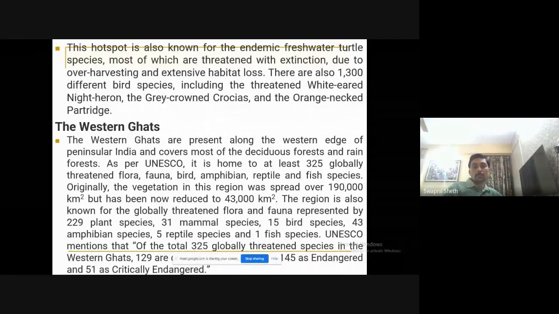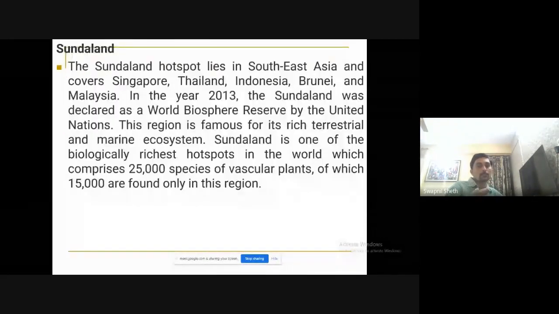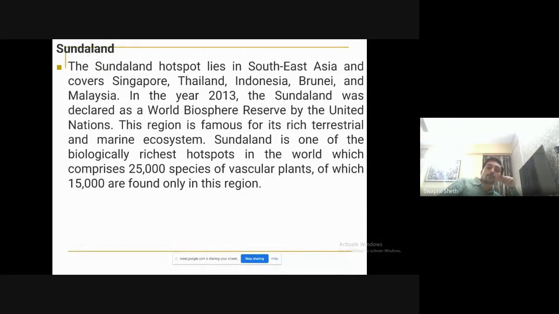In the Western Ghats we also see 40 amphibian species, 5 reptile species, 31 mammal species, and 229 plant species that are globally threatened species present in these areas. So all these criteria make them a hotspot. And in Sundaland, 25,000 species of vascular plants, of which 15,000 are found only in this region, and that is why this is being called a biodiversity hotspot.